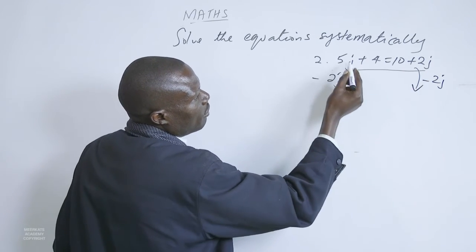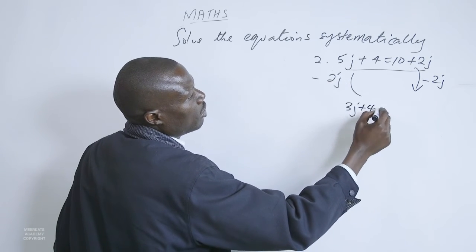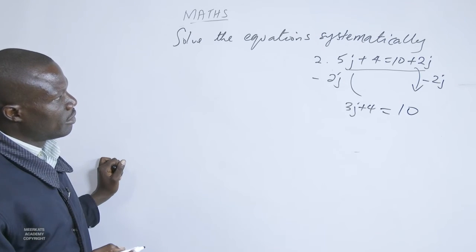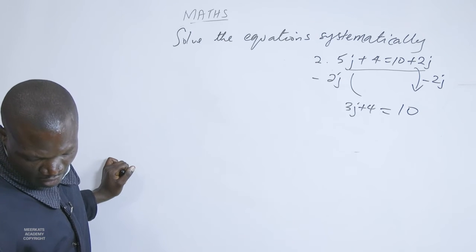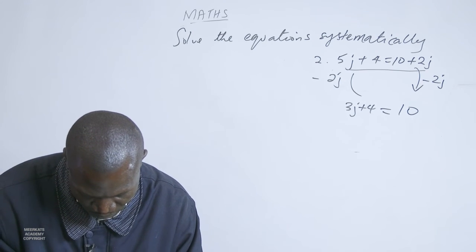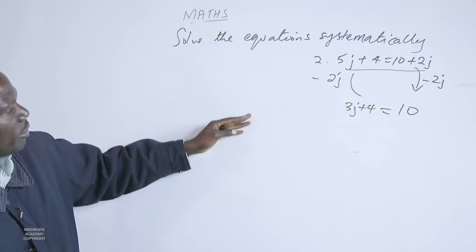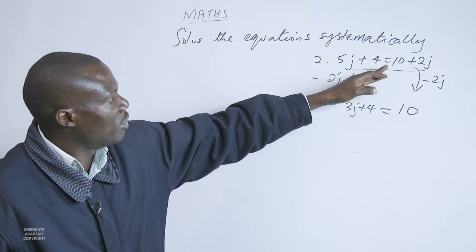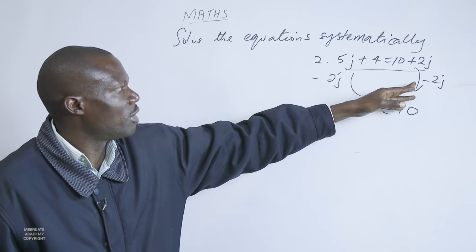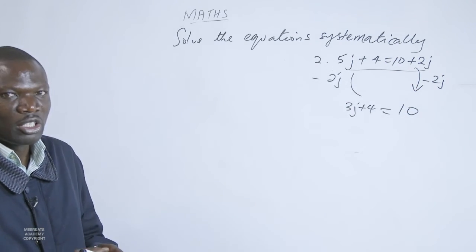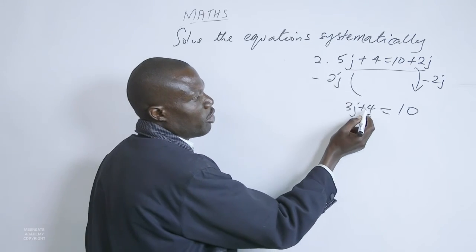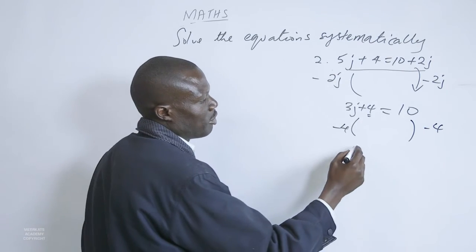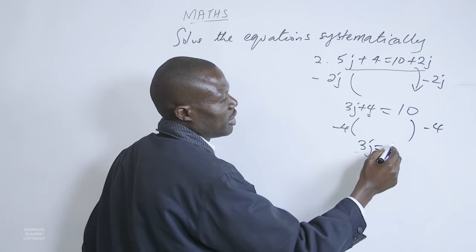Then you'll find that 5j minus 2j is 3j plus 4 is equal to 10 plus 2j minus 2j. This one will give us a 10. That was 5 minus 2 gives us 3. And then when you minus 2j from 10 plus 2j, we have a 10. So the next step is now to deal with this 4. So 4, the opposite is minus, so we minus 4 this side, minus 4 that side. You'll find that 3j plus 4 minus 4 is 3j, is equal to 10 minus 4, which is 6.